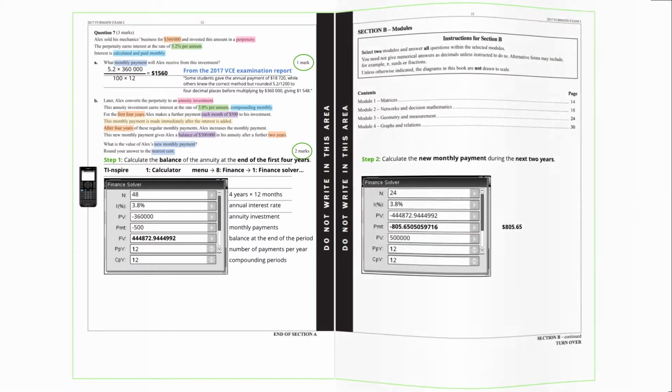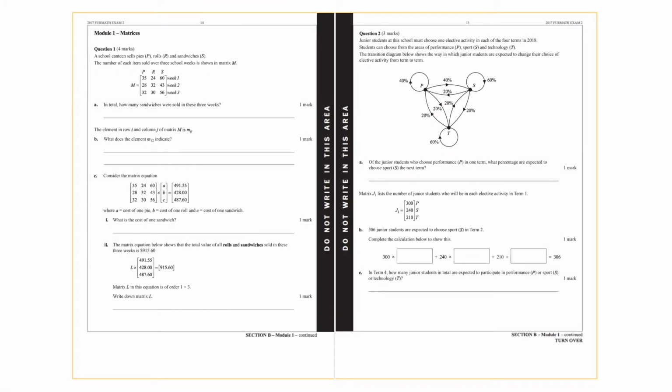Section B, Modules. Module 1, Matrices. Question 1. A school canteen sells pies, rolls, and sandwiches. The number of each item sold over 3 school weeks is shown in matrix M. Part A. In total, how many sandwiches were sold in these 3 weeks?